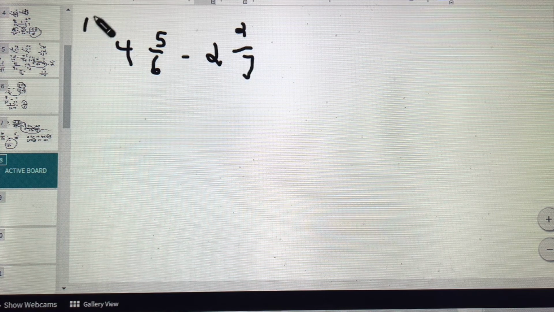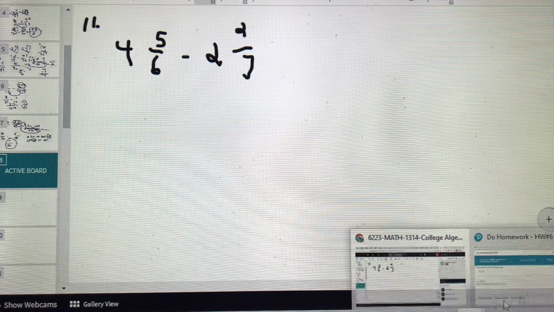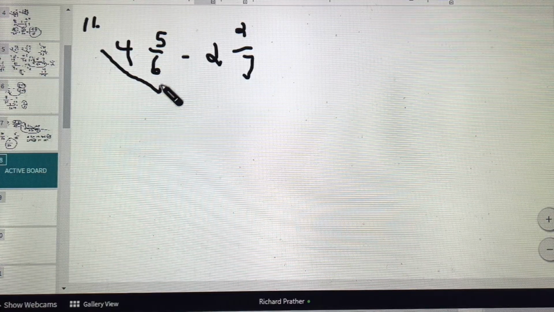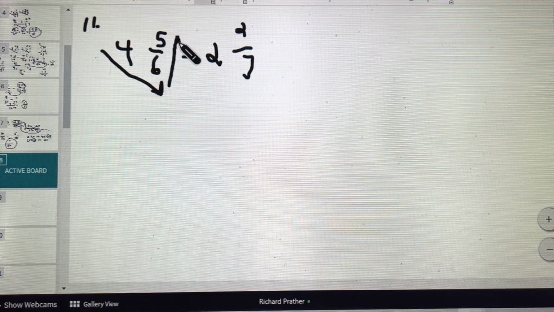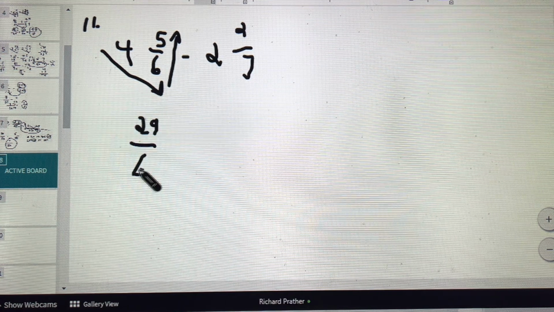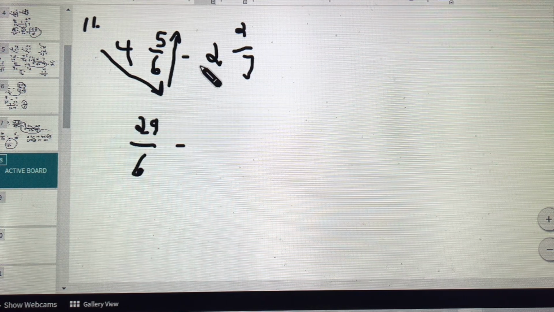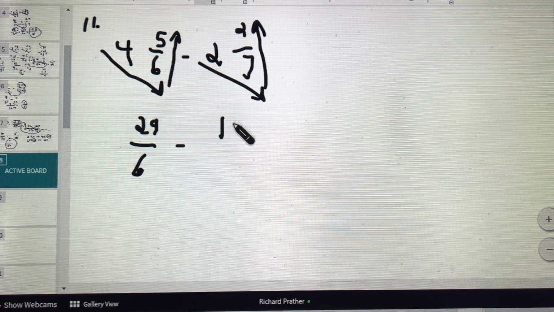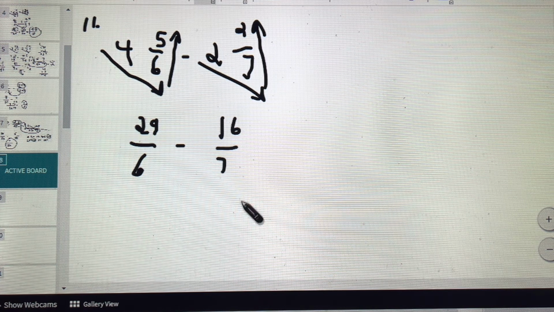Number 11. 4 and 5/6, 2 and 2/7, yes. So 6 times 4 is 24, plus 5 is 29 over the original 6. 2 times 7 is 14, plus 2 is 16 over the original 7.